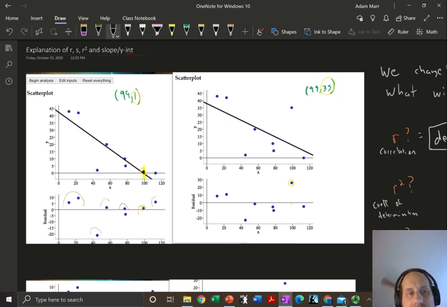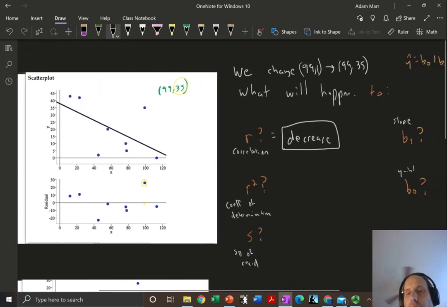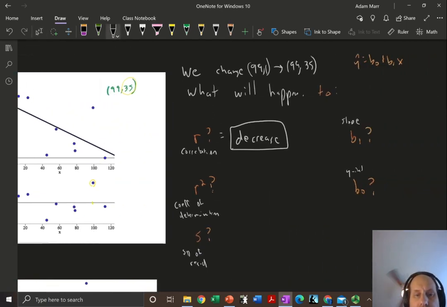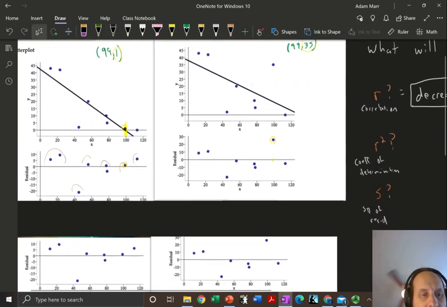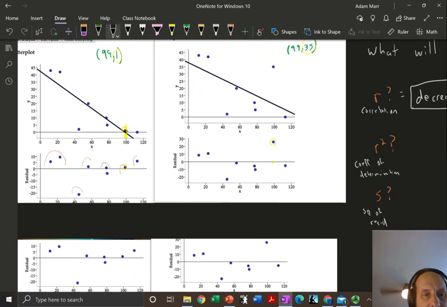And I want to talk about what effect that has on R squared, S, B sub 1, and B sub 0. Okay, so one thing. Remember, this is a residual plot right here. So you see right here, there should be almost no residual at 99. And there is not. It's right there, basically at 0.